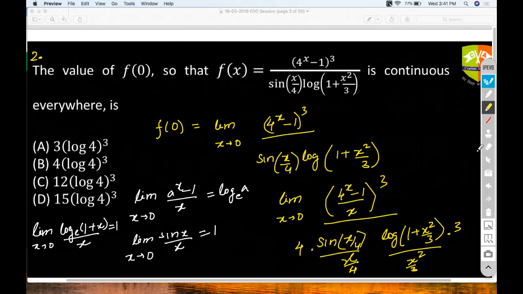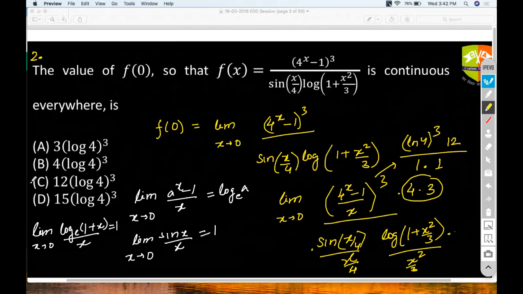Okay, this 4 and this 3 will go up, because you're dividing x by 4 in the denominator term. So this is as good as multiplying with 4 by x. So this term here would become (ln of 4) whole cube. And there's a factor of 12 coming up from here. And the rest of these terms will become 1 and 1. That means your option number C will become the right option in this case.